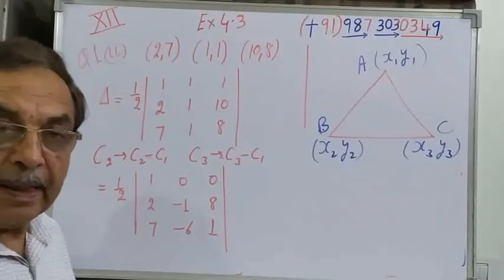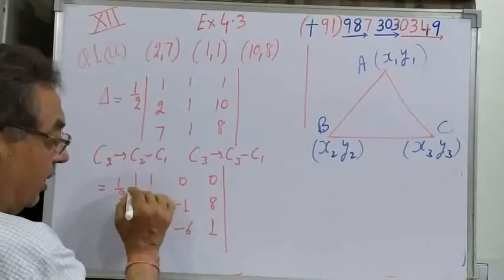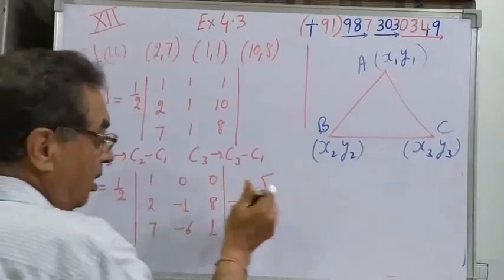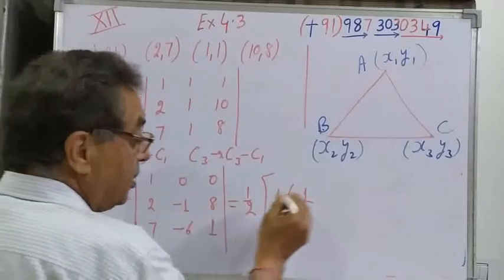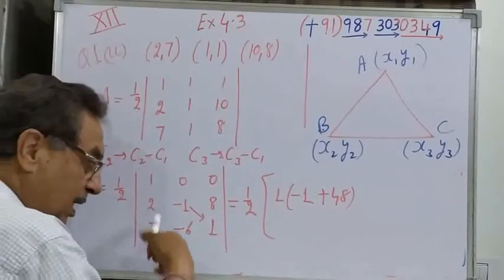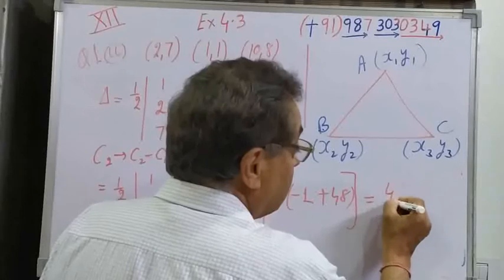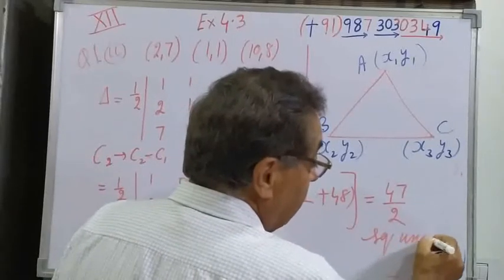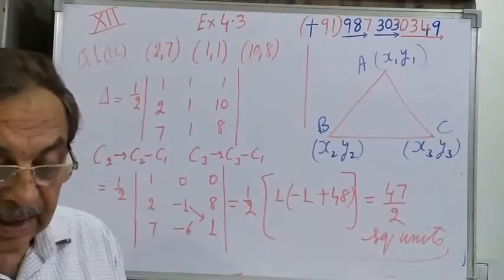Again, to expand it, we try to see where the maximum zeros are, in which row or which column. I observe that the maximum zeros are present in the first row. So expanding through the first row, half of 1, hiding this one, we get minus 1, minus 48, minus minus 48 plus 48. So overall we get 48 minus 1, 47, and the area of this triangle comes to be 47 by 2, and these are always square units because areas are in square units. In this way we can find the area of a triangle.